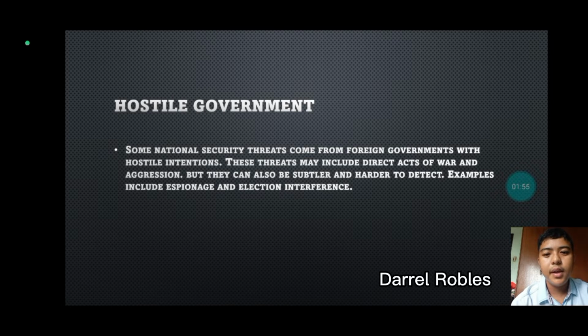There are also threats from foreign governments because not all countries are in agreement with a proposal. So when there is a disagreement, it results in war between countries and there is violence.